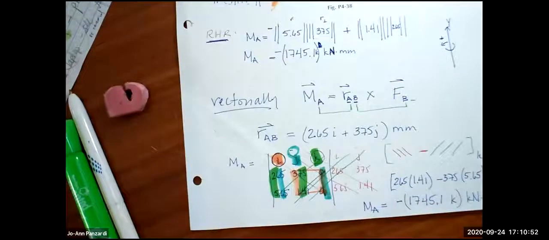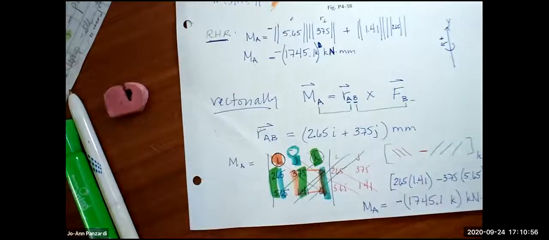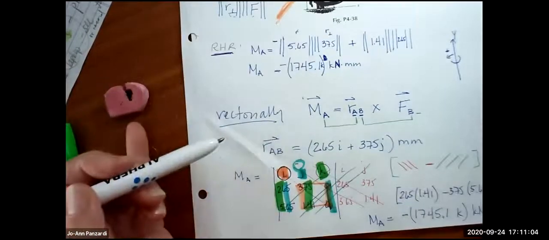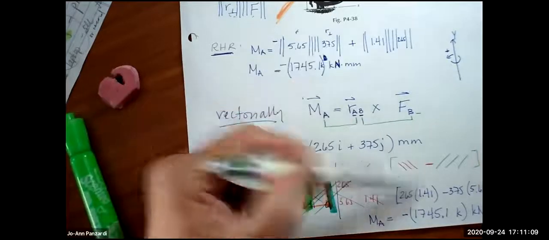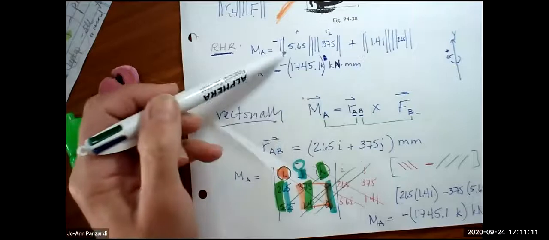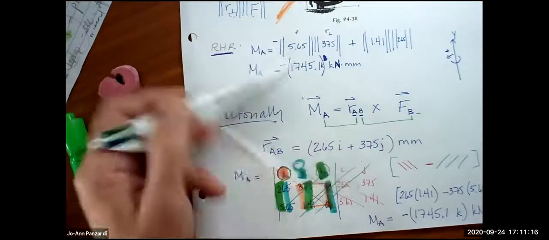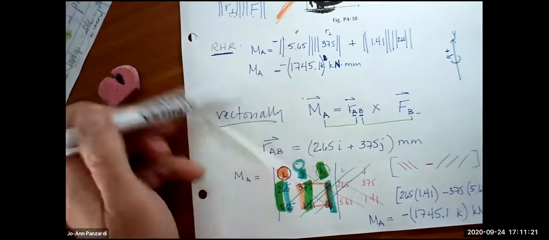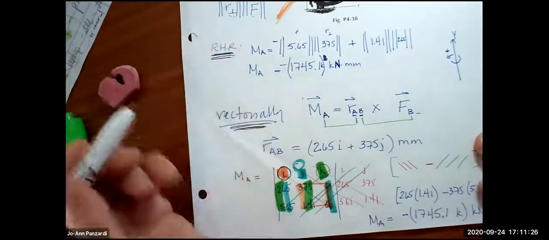Okay, Maria. Did we get the same answer for both of them? We should. Because take a look, they both really are the same method, right? In both cases, we're multiplying 265 times 1.41 and it's a positive, and we're multiplying 3.75 times 5.65 and it's a negative. It's really the same. I just call them different because it is a different process.